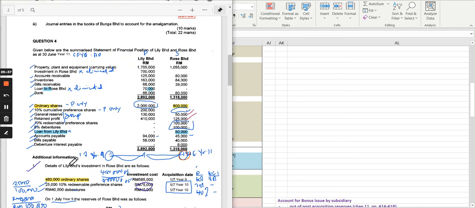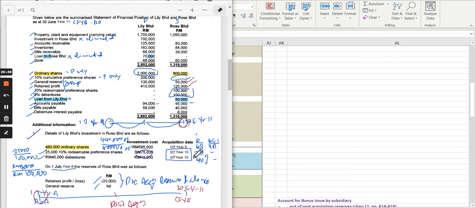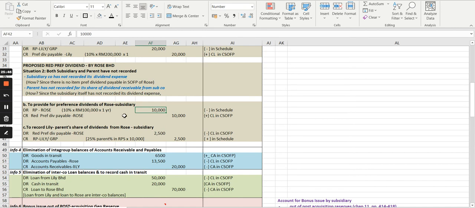And remember, when Rose declares dividend of 10,000, since the parent company acquired 25% of the shares, 25% here is the percentage being acquired, right? So therefore, you have the share of 2,500.